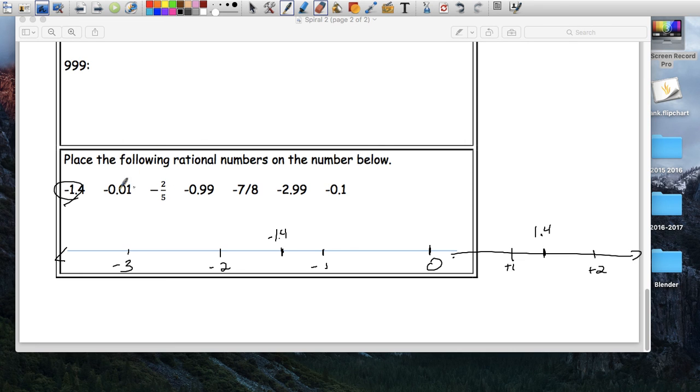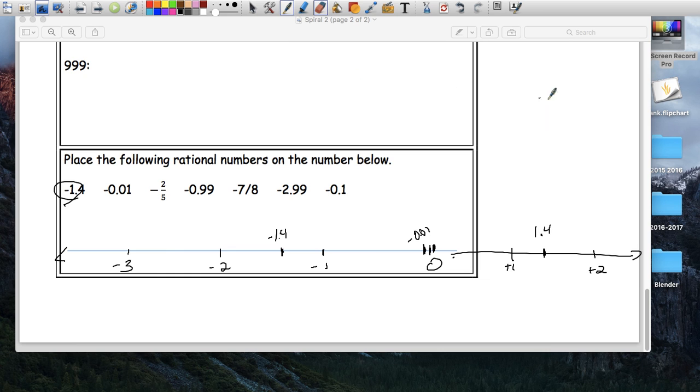-0.01. Okay, so on the positive side, and I know I'm not asking you to do positive, but that's 1 penny. 1 penny is right here, right after 0. So -1 penny should be on the other side and exactly a mirror image. There's my -0.01.